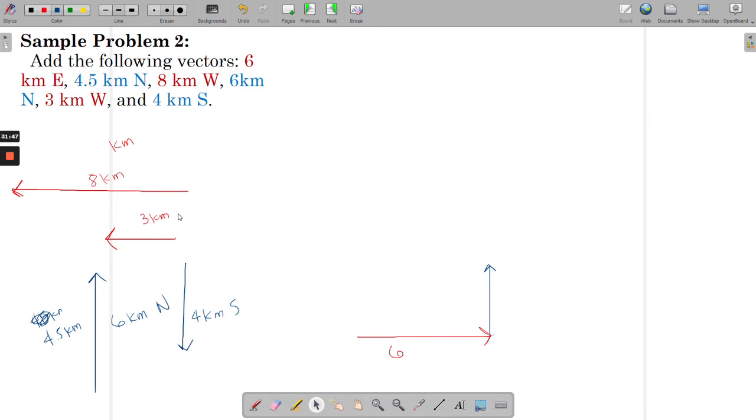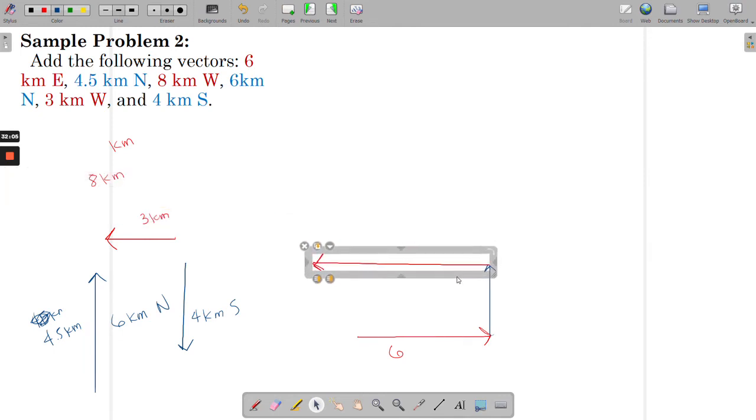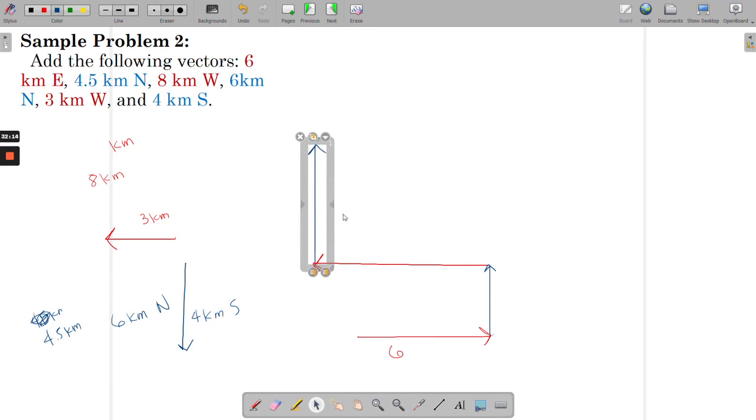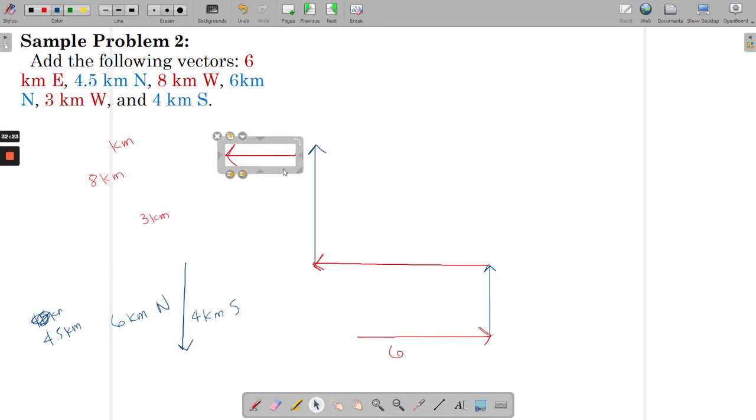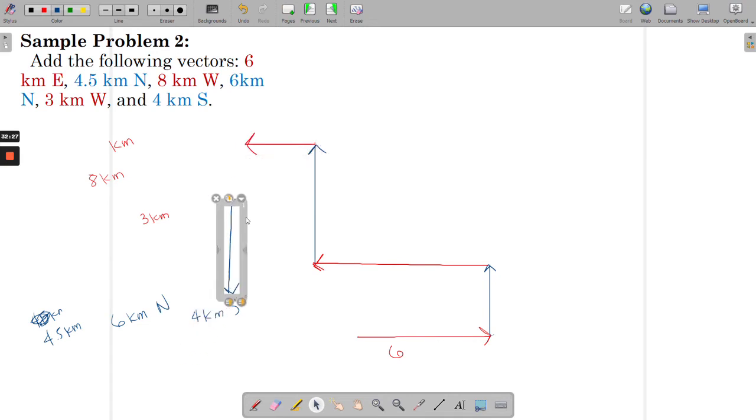It's a lot of numbers to move. And then the next one is the 8 kilometers going west, and then 6 kilometers going north. Again, head to tail, and then 3 kilometers going west again. Connect the head to the tail, and then we have 4 kilometers going south. So this is what you do in the graphical method. And after doing this, you have to measure this line, so you have to connect from the tail of your first vector to the head of your last vector.